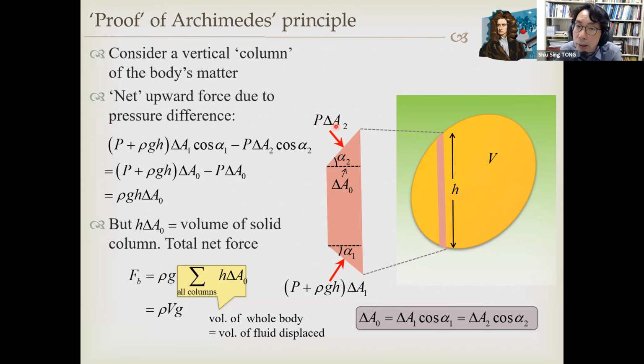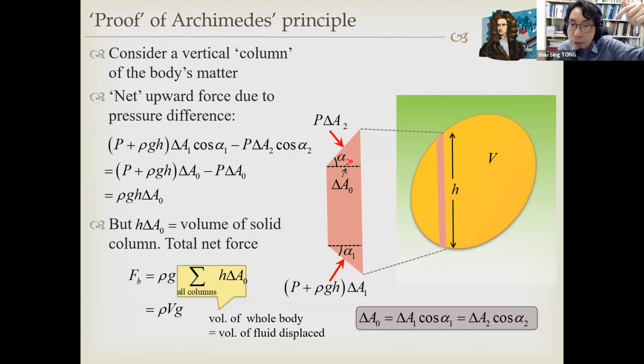Is that right? Now, if the pressure at the top is P, the pressure at the bottom must be P plus rho GH, since the bottom is at the height H below the top, right? The bottom cap is at the height H vertically below the top cap. So it must have an additional fluid pressure of rho GH. So that is the pressure at the bottom, right? So the force at the bottom is P plus rho GH multiplied by delta A1.